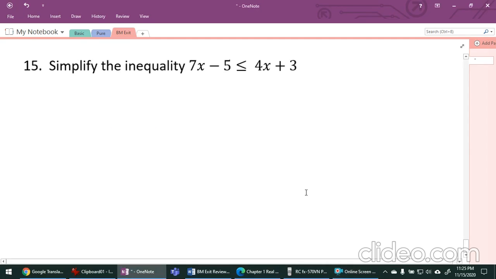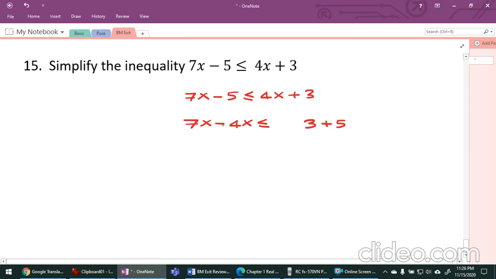Question number 15. Simplify the inequality 7x minus 5 less than or equal to 4x plus 3. So you will write 7x minus 5 less than or equal to 4x plus 3. We will bring all the x one side, numbers right side. 7x, 4x will come to the left, so it will become -4x less than or equal to. You have number 3 already here. Minus 5 will come to the right side. It will become plus 5.